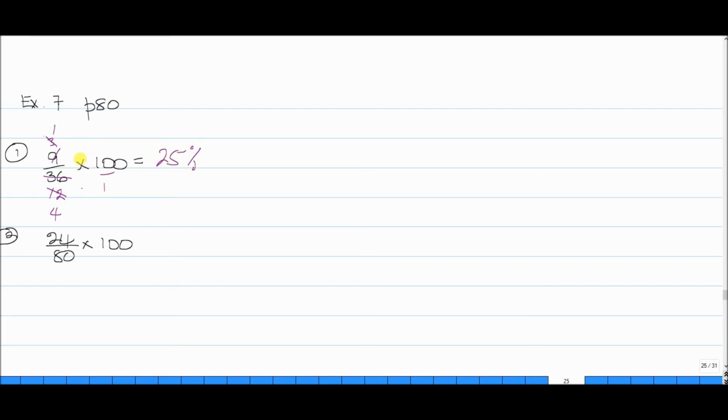We could also say, if we are better with working with larger numbers, 9 into itself one time and 9 into 36 4 times, still giving us 25%.